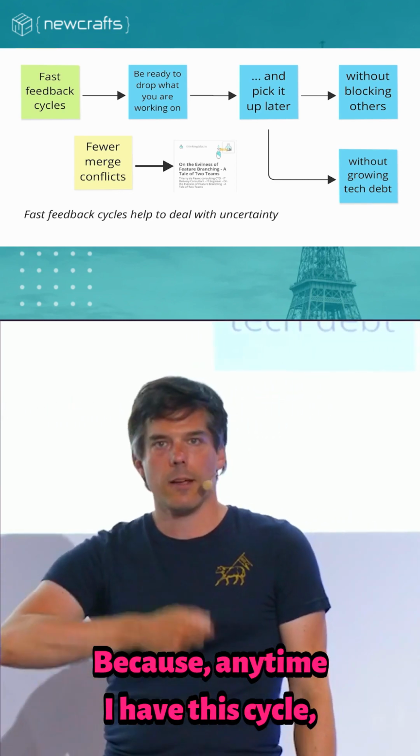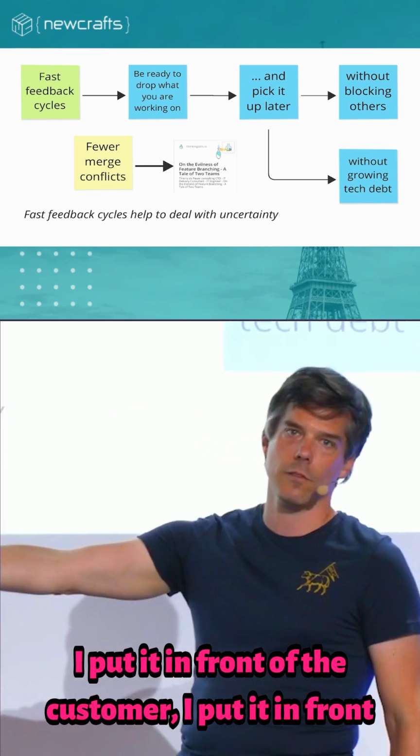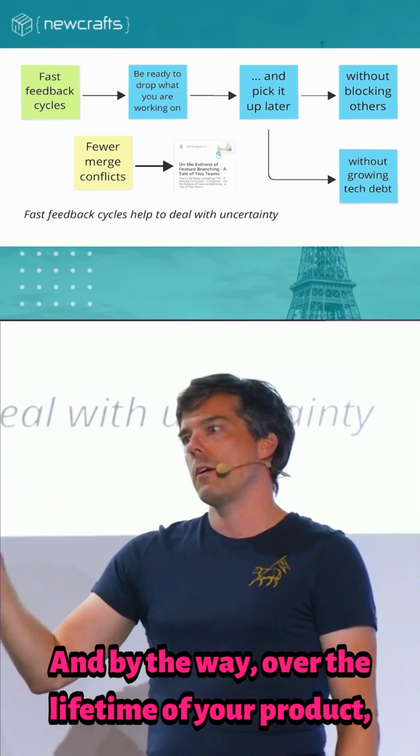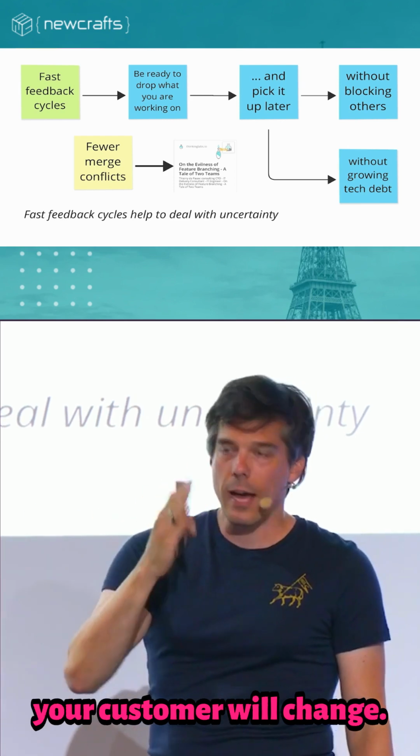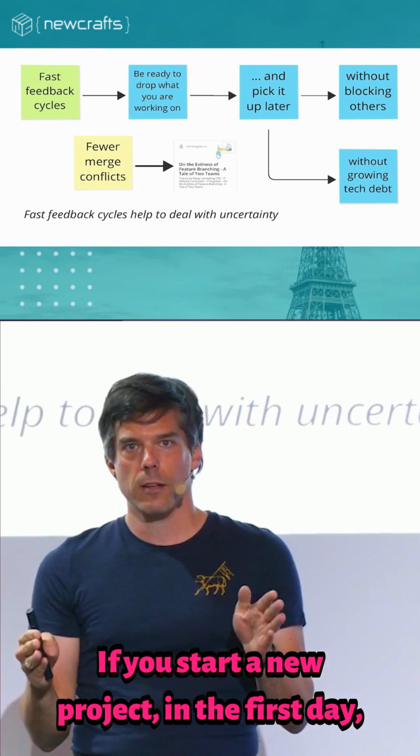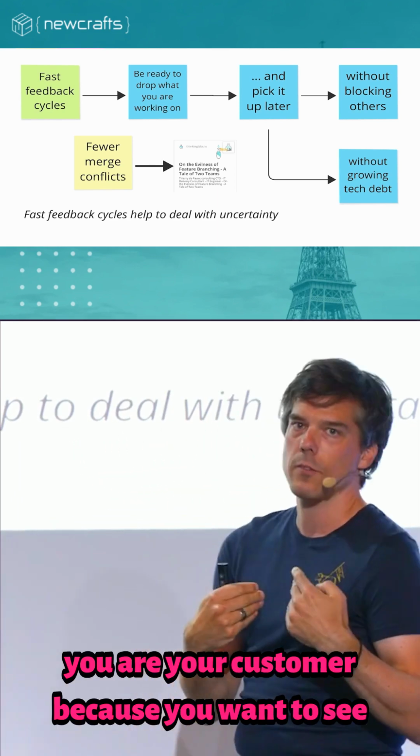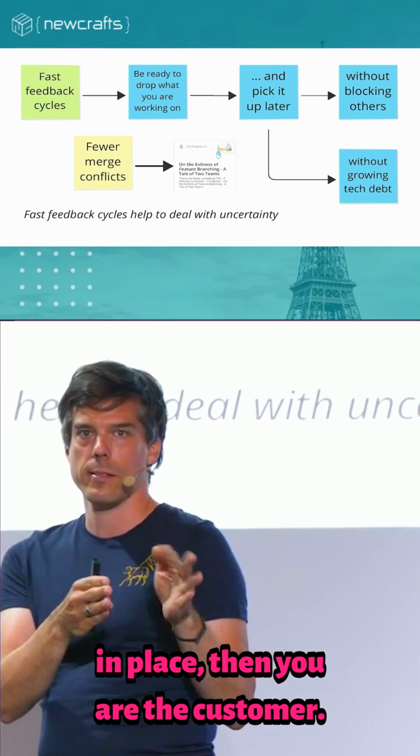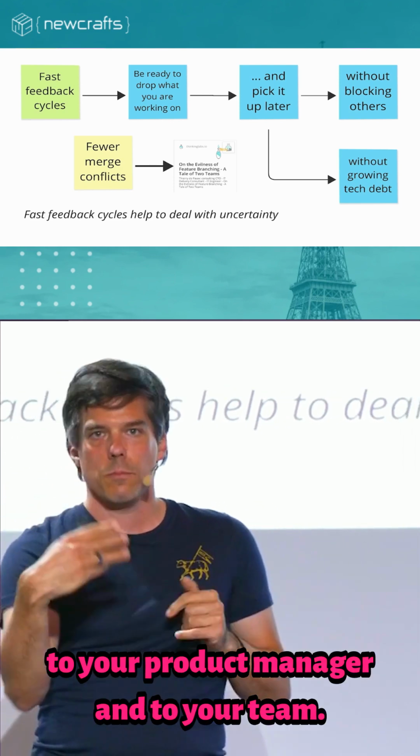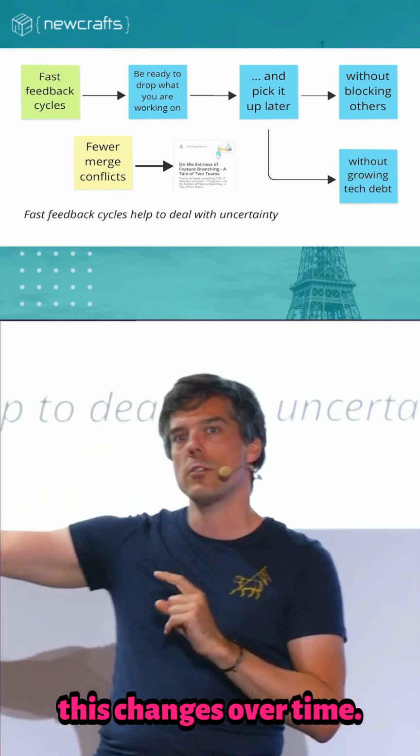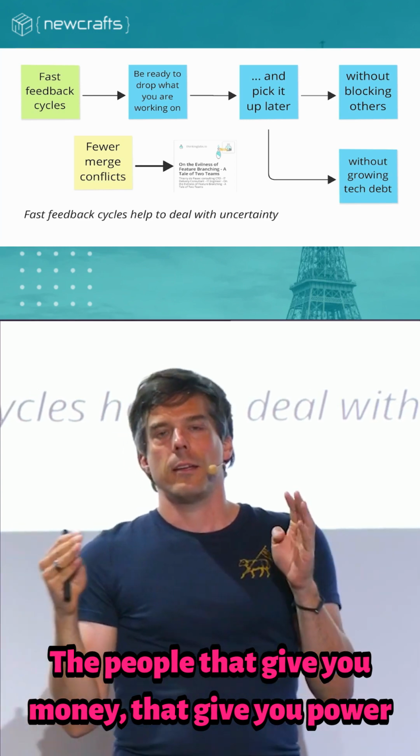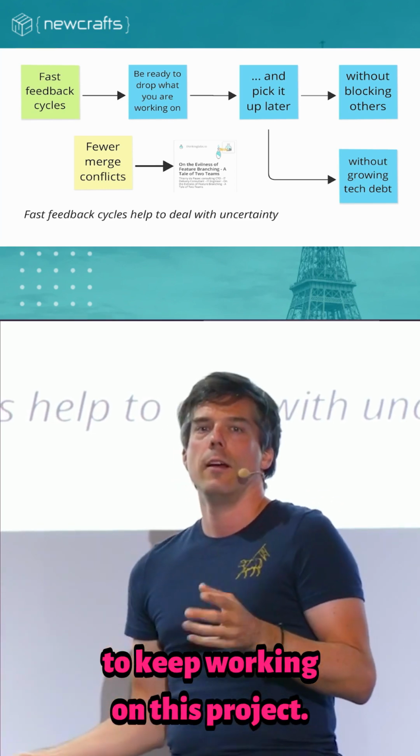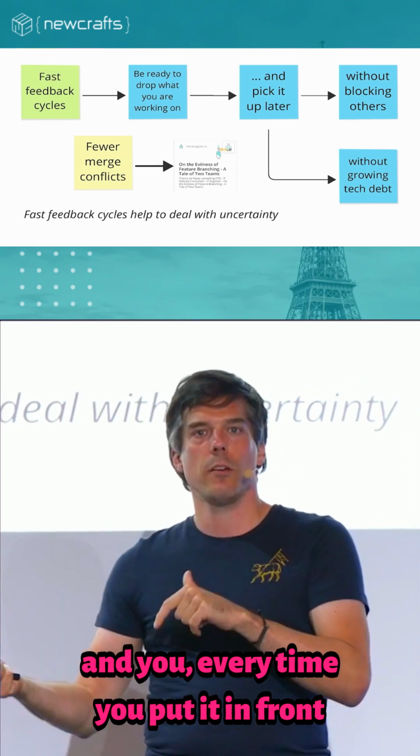Because any time I have this cycle, I make a change, I put it in front of the customer, I put it in front of my team, I put it in front of my stakeholders. And by the way, over the lifetime of your product, your customer will change. If you start a new project, on the first day you are your customer, because you want to see that it runs in the cloud, that the bootstrapping works and that you have all the pipelines in place. Then next week, you're showing the product to your product manager and your team. Then they are your customers. This changes over time, but the idea is the same. The people that give you money, that give you power, that you need to agree with on what you're doing, that basically grant you the freedom to keep working on this project, these are your customers, and every time you put it in front of them, you get feedback.